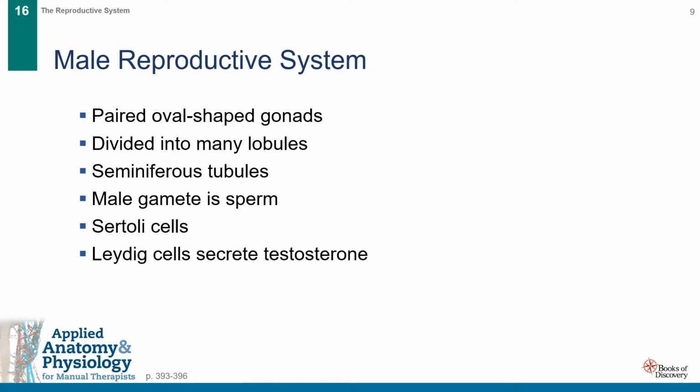Testosterone is responsible for the development of the male genitalia at puberty and the development of secondary sex characteristics such as enhanced muscular and skeletal growth, deepening of the voice, thickening of skin, and development of facial and body hair.